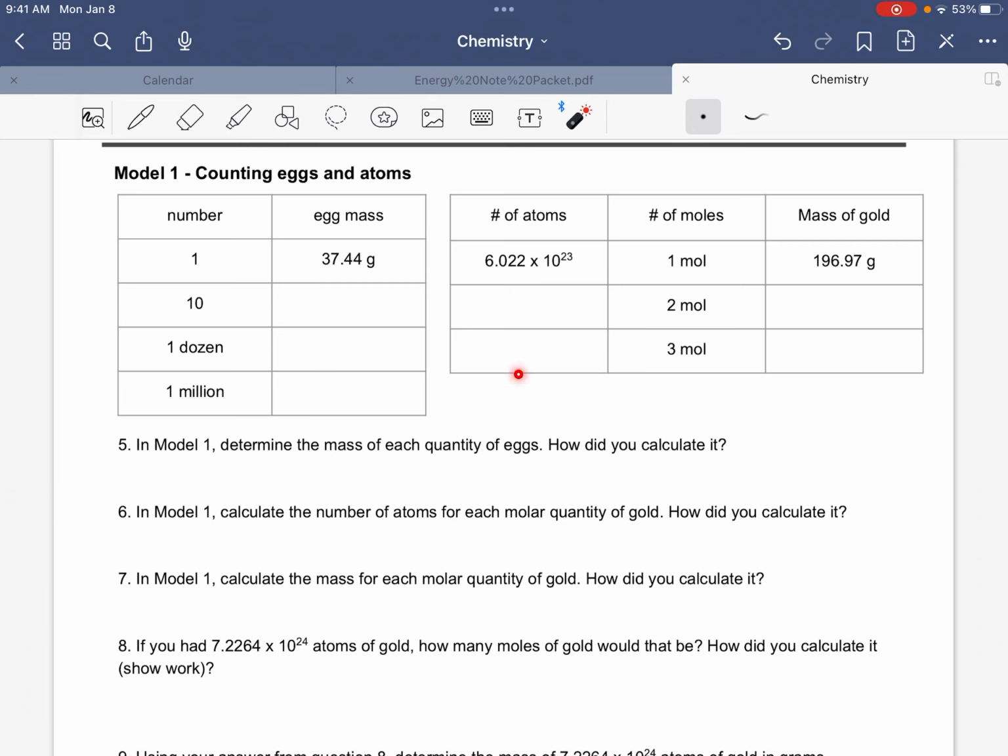Over here we have our atoms, moles, and mass of gold. For 1 mole, we have 6.022 times 10 to the 23rd, so Avogadro's number. Anytime we see 1 mole, we know that it's this number of atoms. If I have 2 moles, I'm just going to multiply this number by 2.